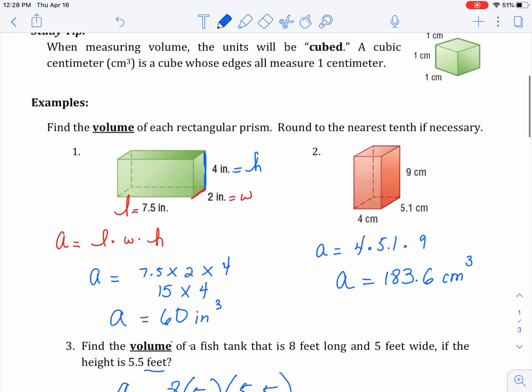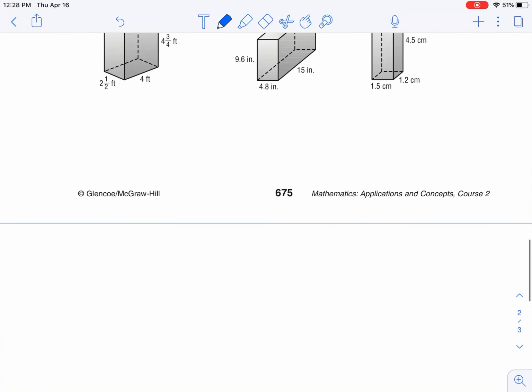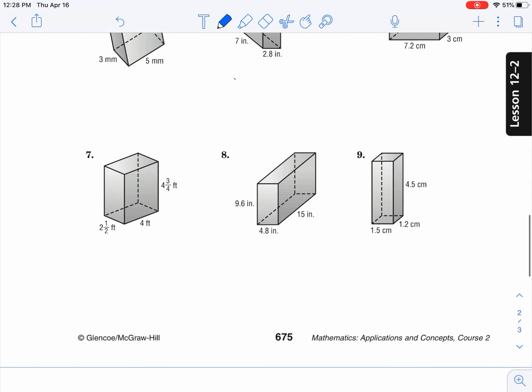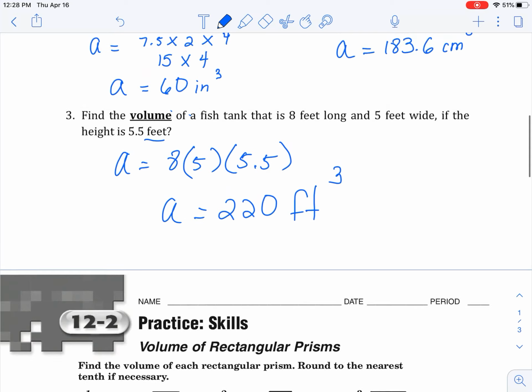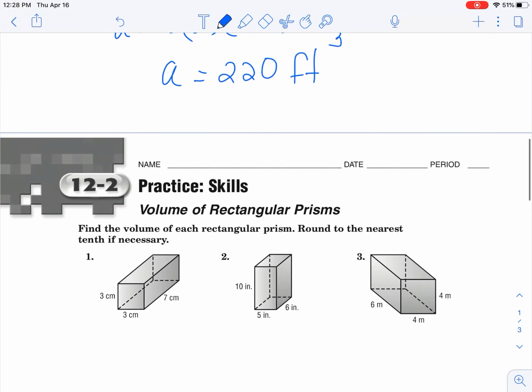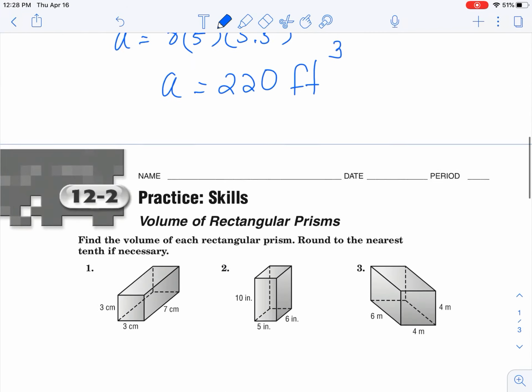All right, so that concludes the notes for this. Your practice is going to be numbers 1 through 9. And then what I'm going to have you do is go on to Delta Math and try the practice problems there based off what we just learned today. Okay.